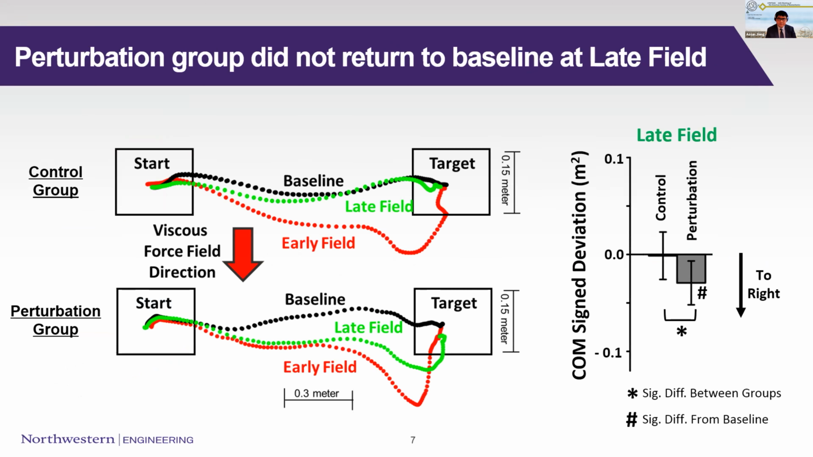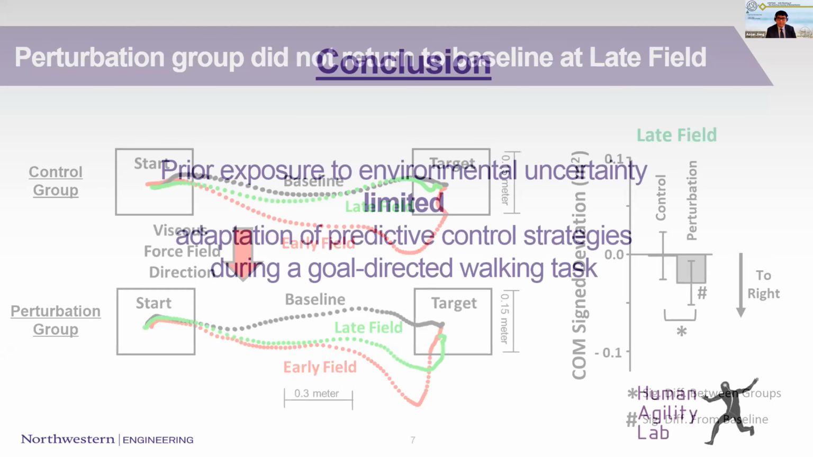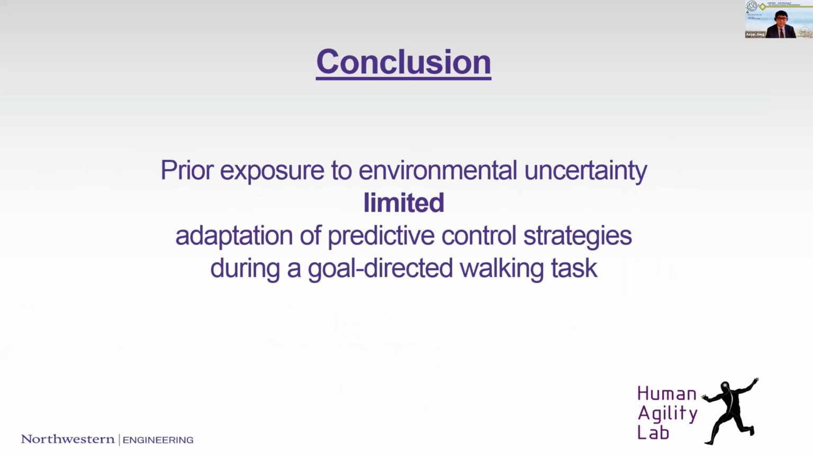This observation suggests that prior exposure to environmental uncertainty impedes locomotor adaptation to novel and consistent aspects of the external environment. The primary outcome of my study was that prior exposure to environmental uncertainty limited adaptation of predictive control strategy during a goal-directed walking task.